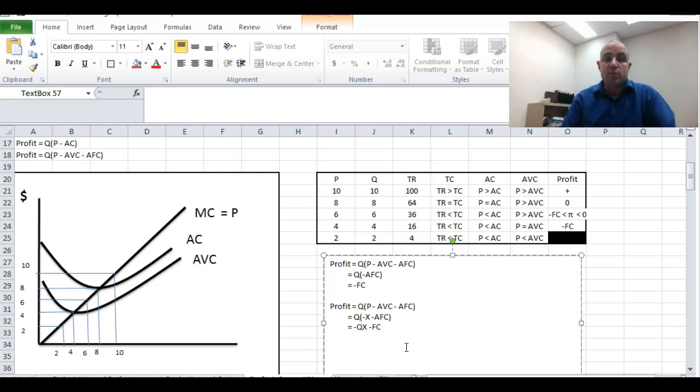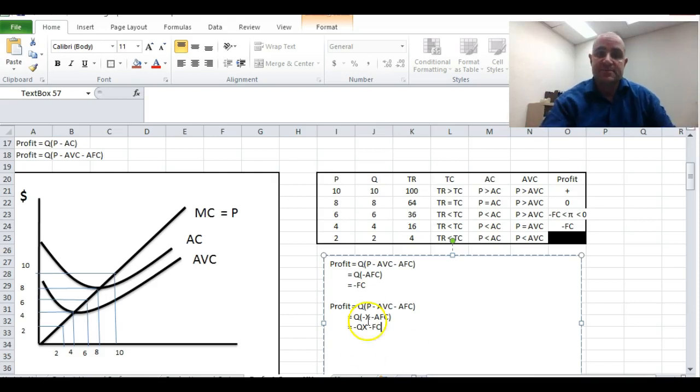So now let's talk about why that's important for a second. The reason that it's important is because if you shut down, remember this is the short run, so you have those fixed costs. If you shut down, you still have those fixed costs. So just because you're making a negative profit, that does not mean you should shut down.